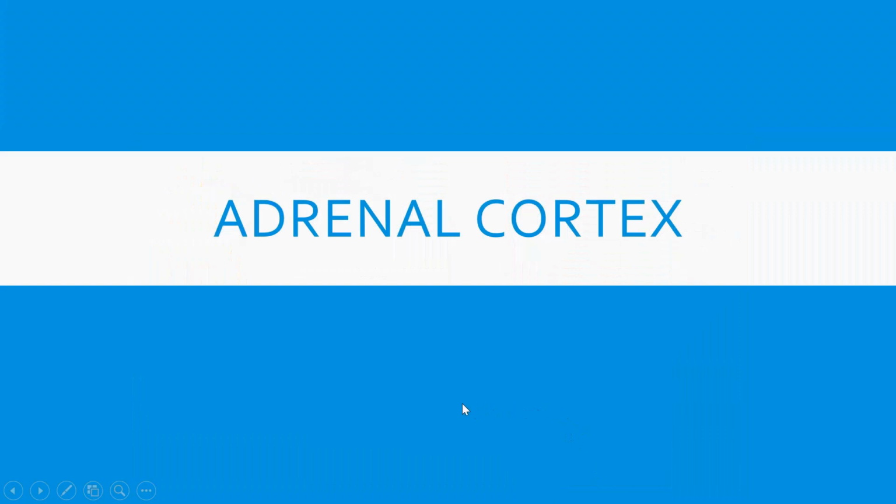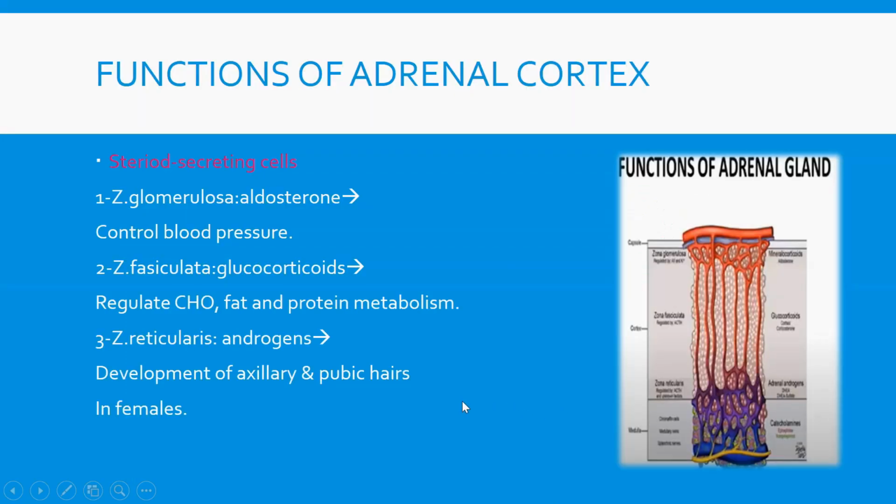Let's start first with the adrenal cortex and see what the functions of these cells are. Roughly, they are all steroid-secreting cells. The zona glomerulosa secretes mineralocorticoids, mainly aldosterone. Then zona fasciculata secretes glucocorticoids that regulate lipid, protein, and carbohydrate metabolism, and also have an anti-inflammatory and immunosuppressive action. Zona reticularis secretes androgens, which contribute to the development of axillary and pubic hair in females, while in males, this role is made by testosterone.